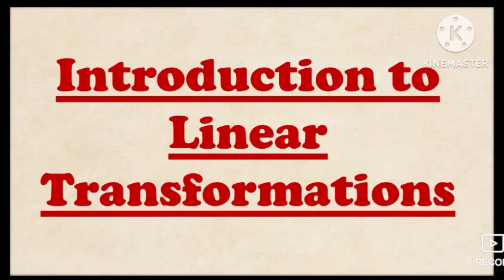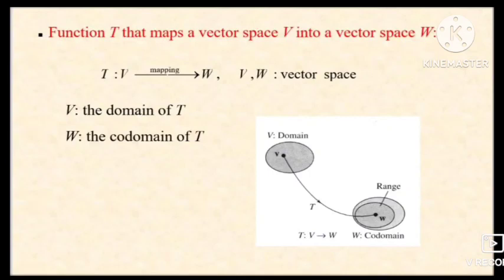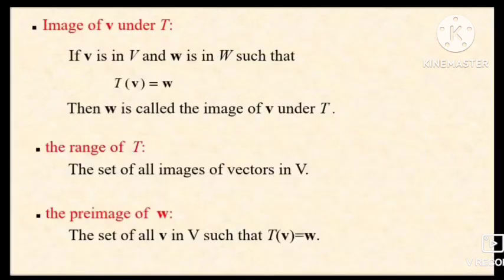Now here's an introduction to linear transformations. Here we suppose a function T that maps a vector space V into a vector space capital W. V and W are vector spaces, and V is the domain of T and W is the codomain of T, and R is the range of the function.